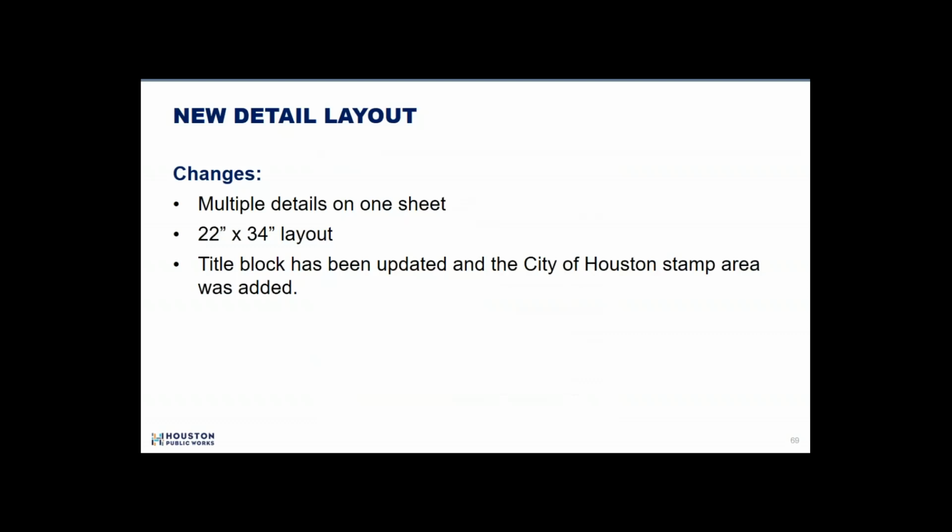When you view those PDFs, you'll notice, as stated previously, the layouts are now on a 22 by 34-inch sheet. Right now the city allows you to put up to 4 8.5 by 11-inch details on a sheet within a plan set. With the new layout, we're going to start having one 22 by 34-inch detail. It will be the entire drawing sheet. You'll notice on the sheets that we also modified the title block to include an area for the City of Houston stamp.